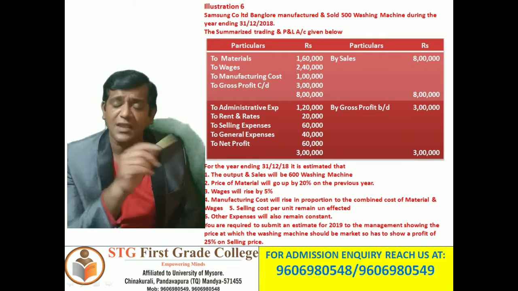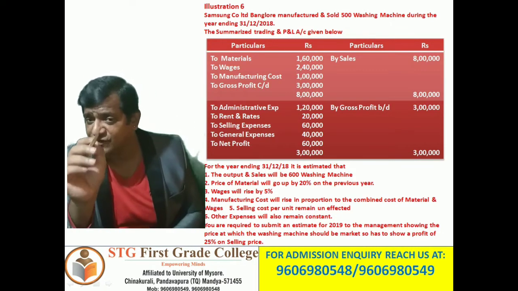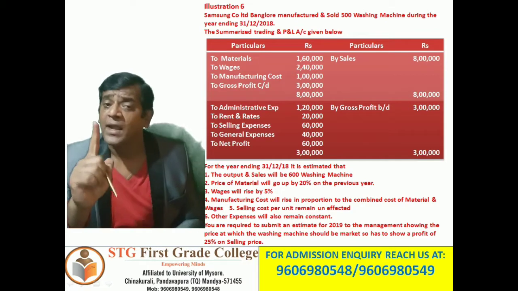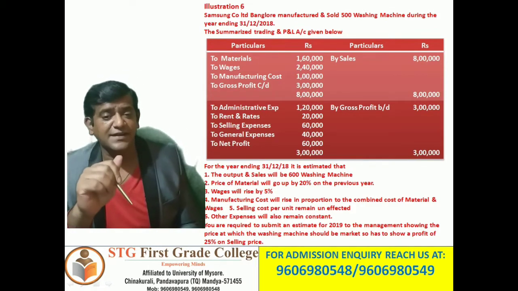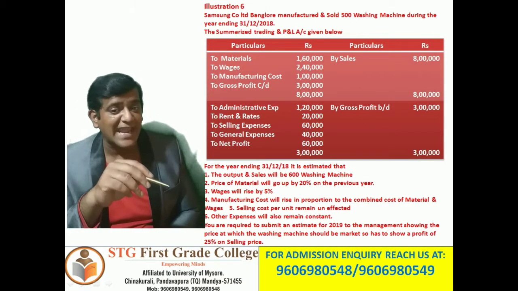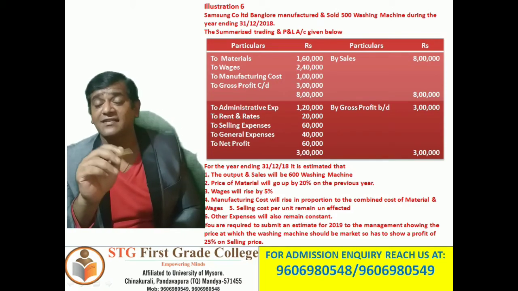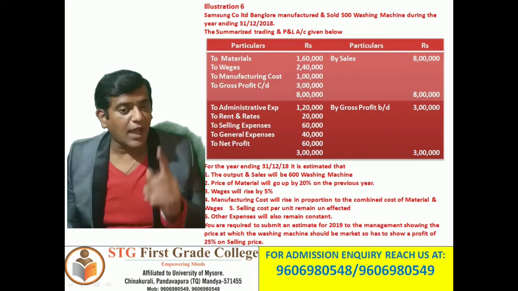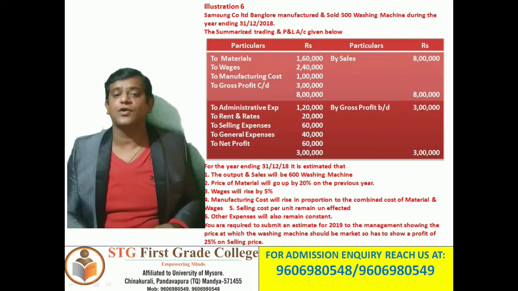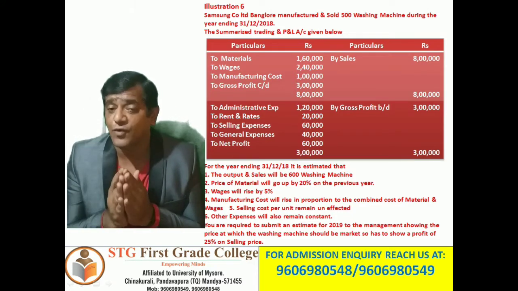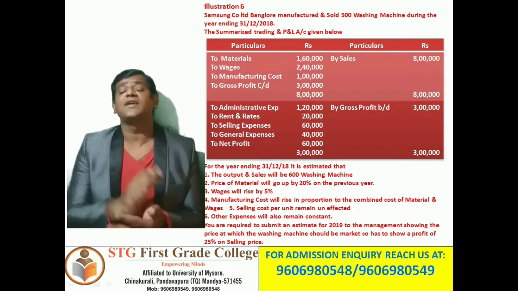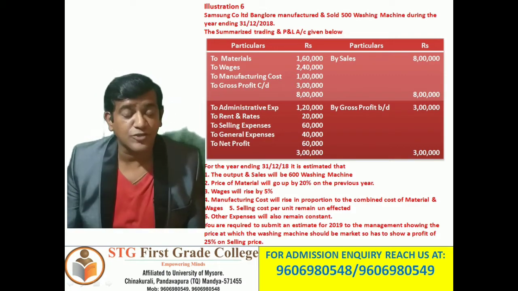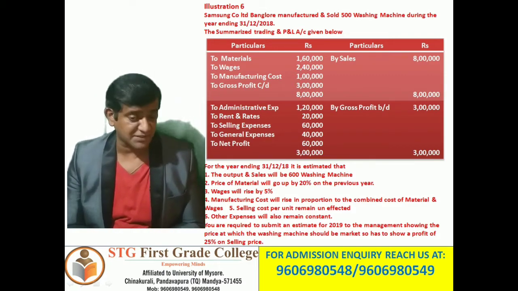Okay. So this is the information which has been given to prepare a cost sheet. For the year ending 31st 12/2018, there is an estimation. Point number 1, the output and the sales will be 600 washing machines. So in the coming year, 600 washing machines output and sales are expected.